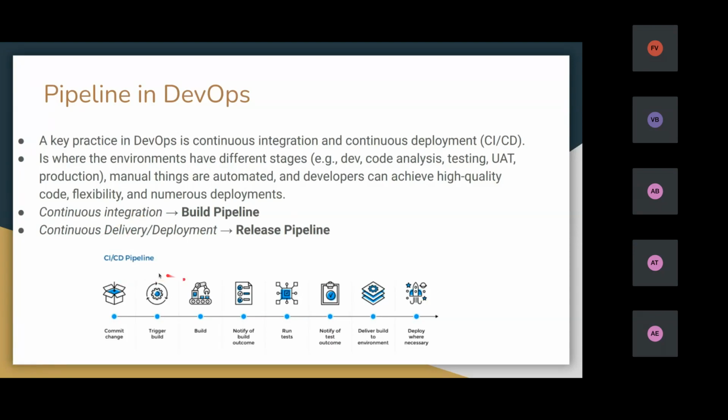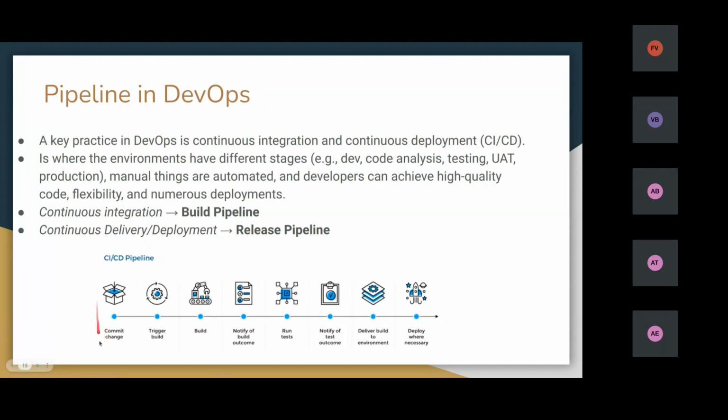Okay, this is one example of a CI/CD pipeline. CI/CD is continuous integration and continuous delivery or deployment. Continuous integration is also called the build pipeline. That is, the build is done in continuous integration, and in continuous delivery or deployment, the release is done. If our application is released, it is done in this pipeline.